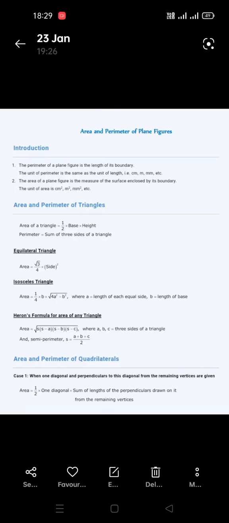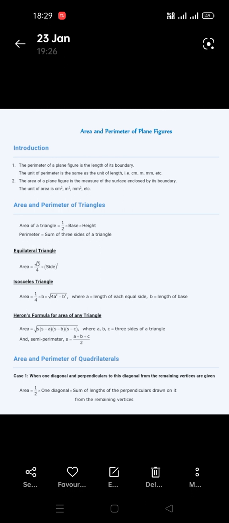Hello guys, now this is our second part. The first part was the introduction. Now we are going to see area and perimeter of triangles. In the first part I told you about the introduction: what is perimeter, what is area, and what the units are.